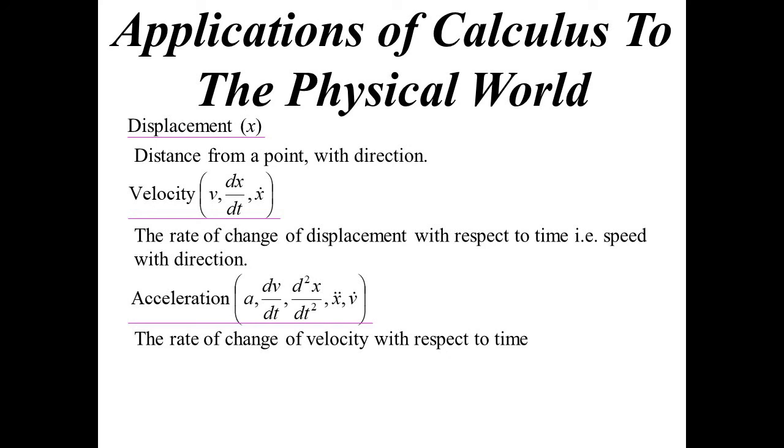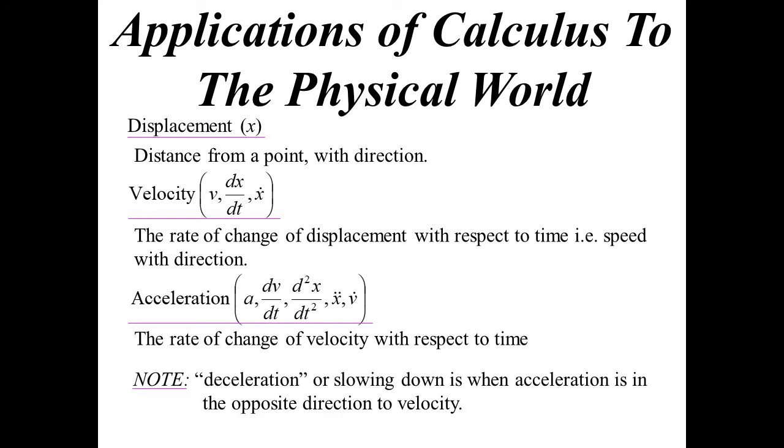But an important thing to point out is deceleration. This fictitious thing called deceleration. There is no such thing as deceleration, as far as we're concerned. Slowing down is simply when acceleration is in the opposite direction to which you are travelling. So you still have an acceleration, it's just that the direction is opposite to the direction that you're travelling. Hence you will slow down.